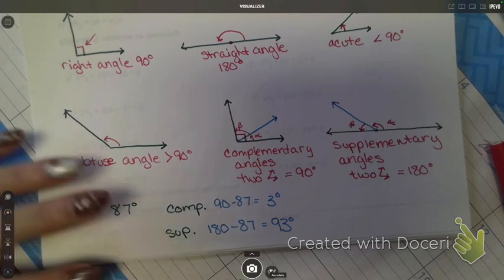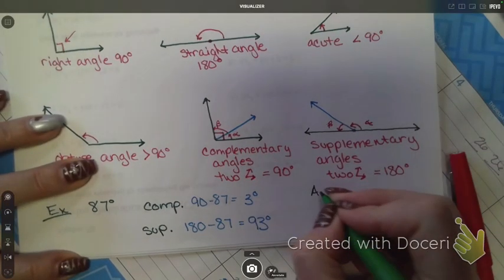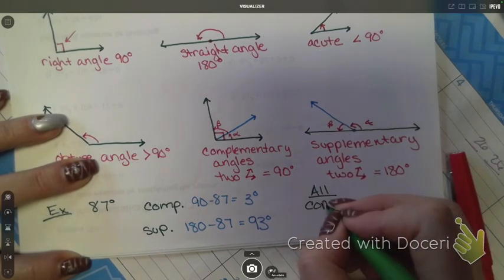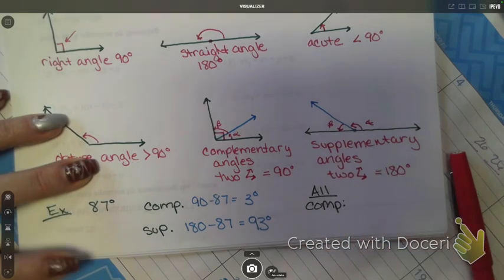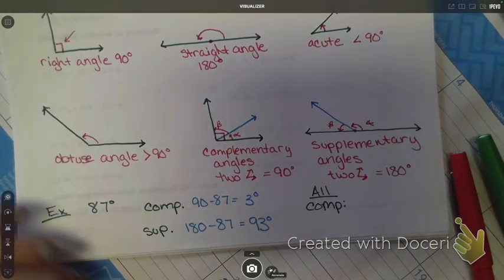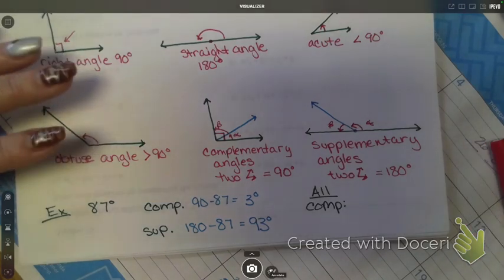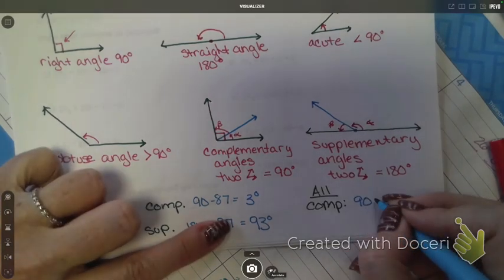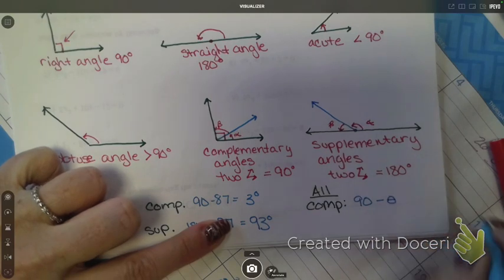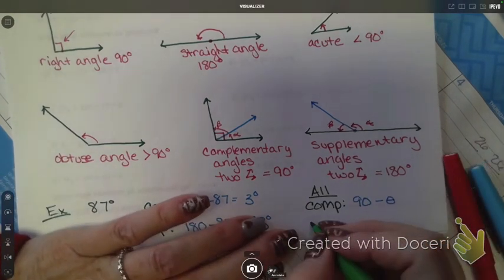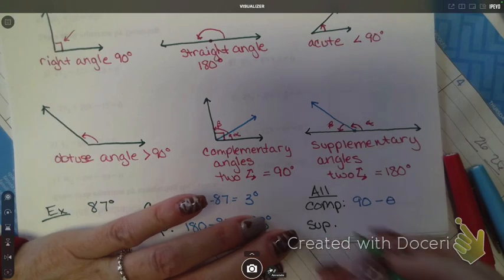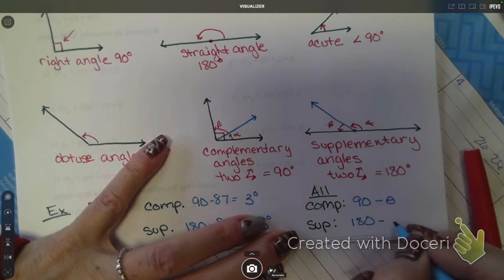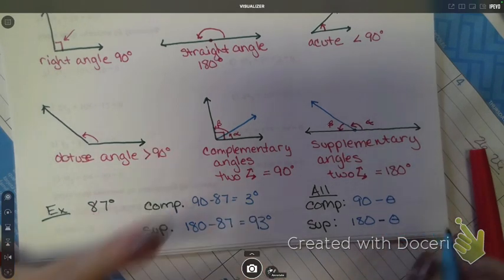So all complementary angles, how do you find them? Subtract the total from what angle you have. 90 minus the angle you have. 90 minus theta. And how do you find all supplementary? 180 minus theta.